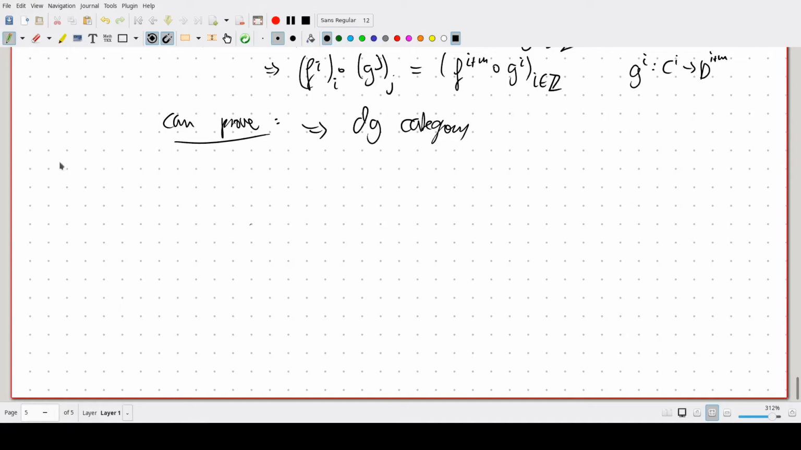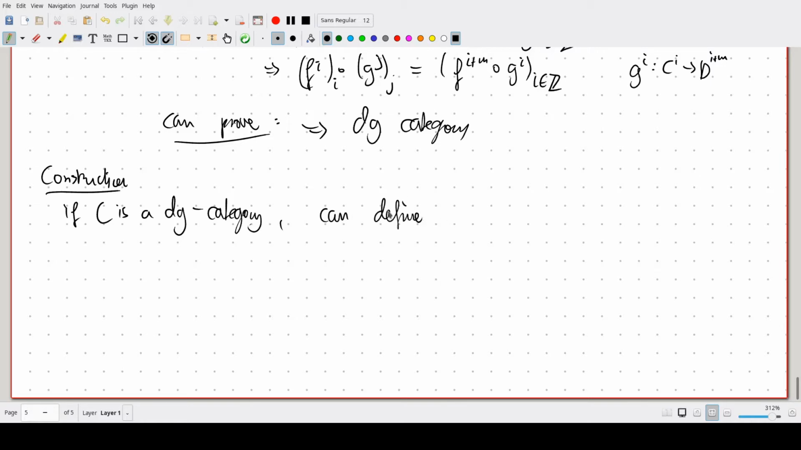And another important example, well, it's more of a construction. So if C is a DG category, we can define HC. I would like to call it the homotopy category of C, but that term is already reserved, but it's very closely related to it.